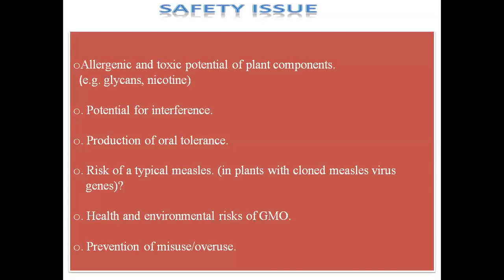So what are the safety issues in these edible vaccines? If you see, sometimes there are allergenic and toxic potentials of plant components, especially glycans and nicotine, and their potential for interference, production of oral tolerance, risk of atypical measles in plants with cloned measles virus, health and environmental risks of GMO, and prevention of misuse and overuse.